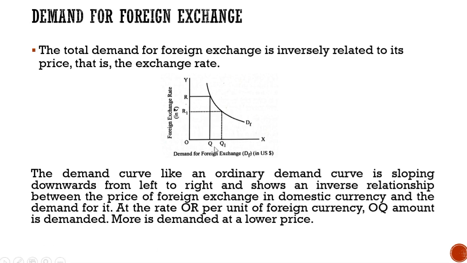At the rate OR per unit of foreign currency, OQ amount is demanded. Now if the rate reduces from OR to OR1, this will subsequently increase the demand from OQ to OQ1. Thus, more is demanded at a lower price.